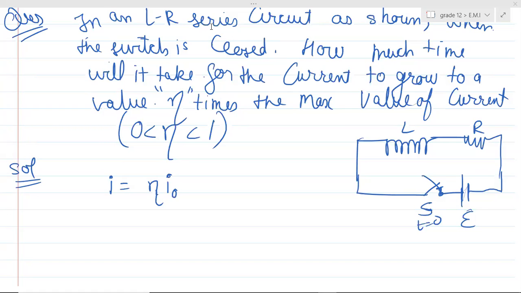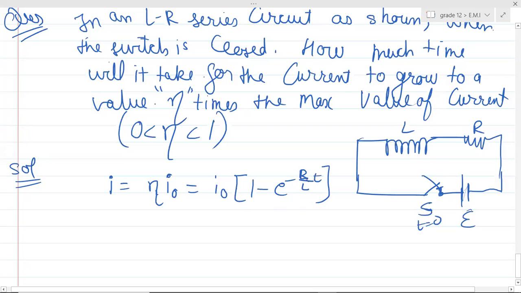Done. So basically, you just need to apply the formula. We know the general current I is basically I naught times 1 minus e to the power minus t by tau, right? And what is tau? L by R. So it will be R by L into t.